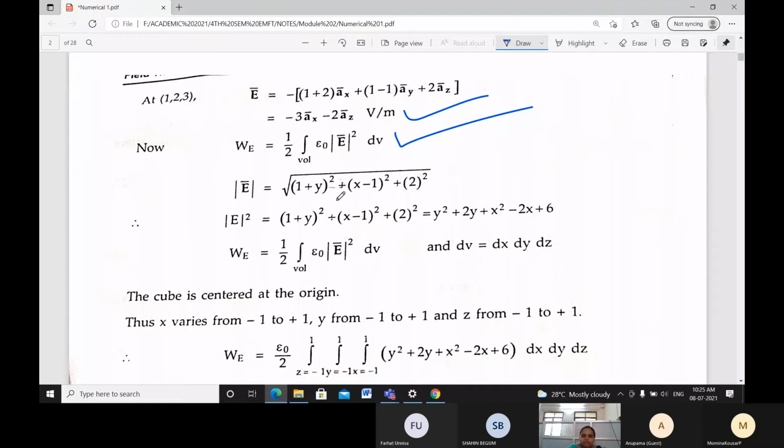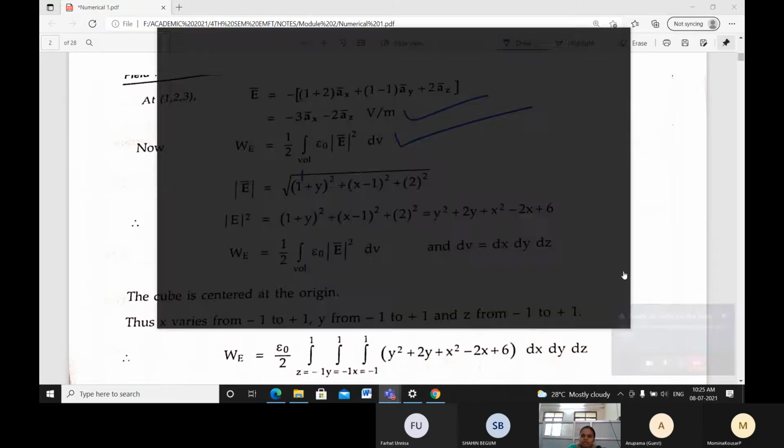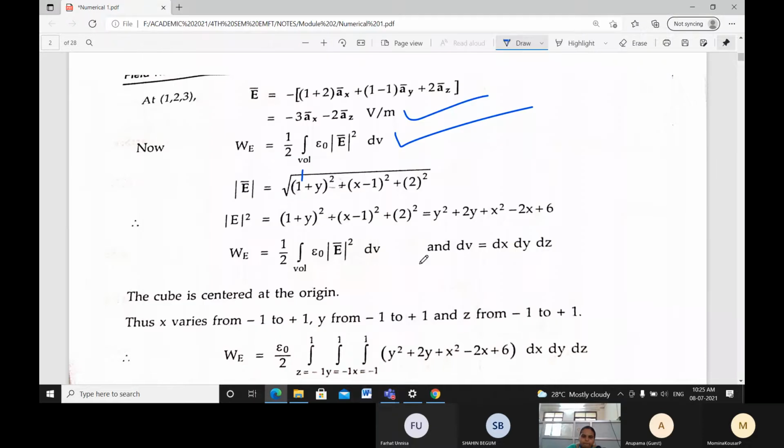Squaring it, the square root and squaring go off. The remaining part is (1 plus y) whole squared plus (x minus 1) whole squared plus 2 whole squared. Then simplify the equation using the a plus b whole squared and a minus b whole squared formulas. A small simplification is required here. After simplification, you will get y squared plus 2y plus x squared minus 2x plus 2, and here 4, here 1, here 1, therefore it will be 6 only.